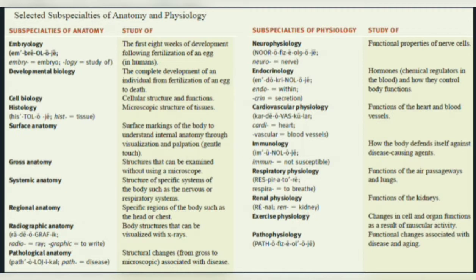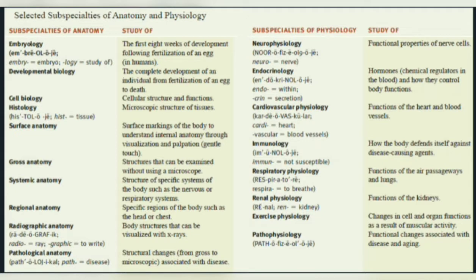Now let us talk about the subspecialties of anatomy and physiology. The first subspecialty of anatomy is embryology, the first 8 weeks of development following the fertilization of the egg in humans. This is the period when a fertilized egg is present in the womb of a woman. The second one is developmental biology, where we study the complete development of an individual from the fertilization of an egg to its death.